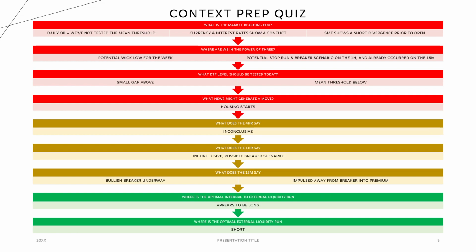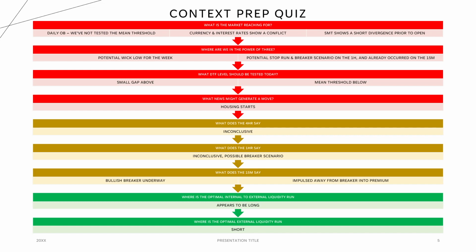Following trade process management, I'm basically asking a few questions. What is the market reaching for? Well, I talked about that a little bit. I also saw a smart money divergence short early that suggested to me that there was some manipulation going on. And I was asking myself, where are we in the power of three? Well, we might be creating a wick for the week to run higher.